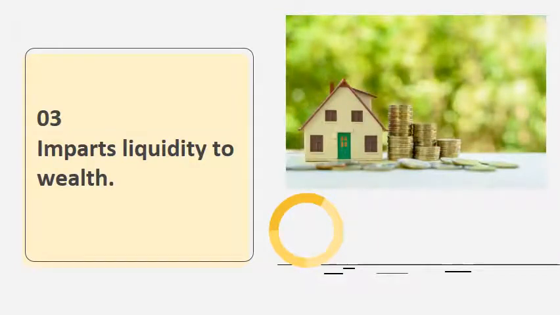Imparts liquidity to wealth. Money is called the most liquid asset. Money can be easily converted into any asset, and any asset can be converted into money. Say, for example, a person can purchase gold, and if he wants, he can sell it and purchase government bonds or shares. So here one form of commodity is being converted to money, and with that money, another form of commodity is being purchased. So this is the very function of money, that it imparts liquidity to the wealth. Any form of wealth you have can be easily converted into cash, that is in money form.